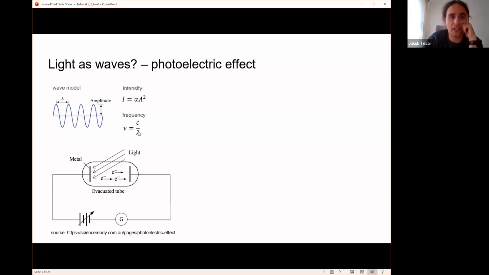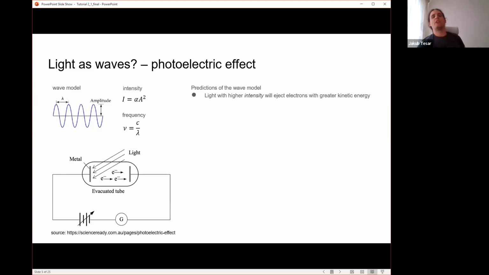And the frequency is just another variable which we can derive from the wavelength, because it's the speed of the wave divided by the wavelength. So those two are in a direct relationship with the use of the constant, which is the speed of light. So we have these two, and if we follow the wave model, you will expect something like this. There are 3 predictions that come from the wave model.